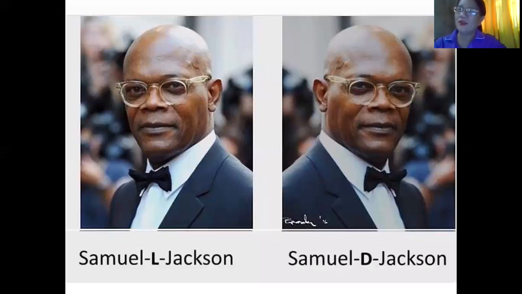So as you can see here in organic chemistry, this is Samuel Jackson, but his position is to the left, while this one is Samuel Jackson, but his position is to the right. So this is known as levorotatory in organic chemistry. This is dextrorotatory in position. So let us look deeper: what do you mean by levorotatory and dextrorotatory? What makes them alike, and what makes them different?